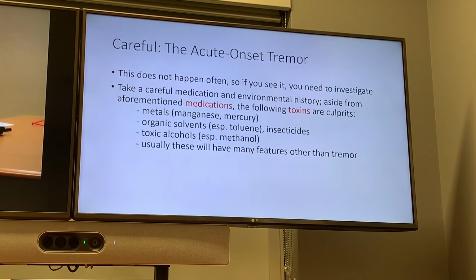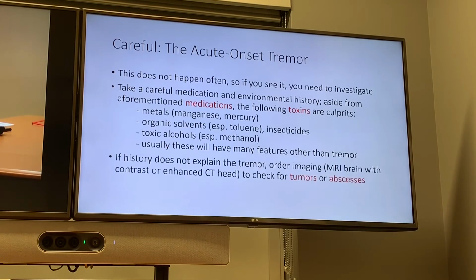The nice thing about these toxins is that usually they have many other features aside from the tremor. So especially with the toluene and the methanol, I think in both of those cases you would have some kind of anion gap metabolic acidosis. You would have something else, some confusion or visual change, that would hint to you that this is a more systemic process. If your history does not explain the tremor, you would be totally justified in ordering either an MRI brain with contrast or an enhanced CT, depending on what you have available, to check for tumors and abscesses, since those can also give you something relatively acute in onset.